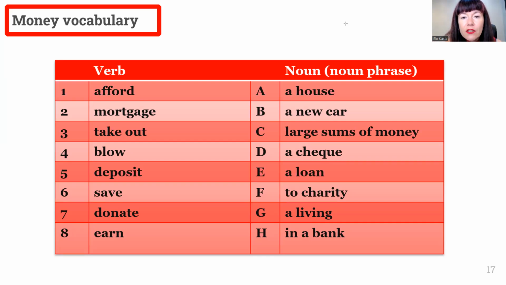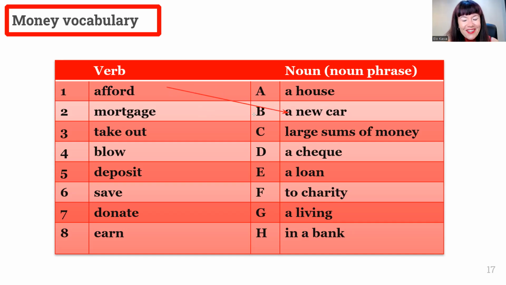Here we go. So I'm going to give you the correct answers now, but please, if you are struggling with this, pause this slide and do it at your own pace. So the first one is afford. Afford, what can we afford? Could be a house, could be a new car, could be anything else. So either of the two, okay? You can afford a new car or you can afford a house, okay?